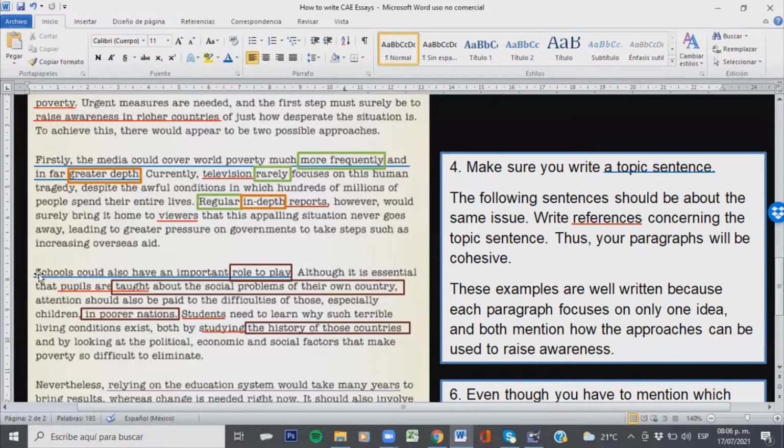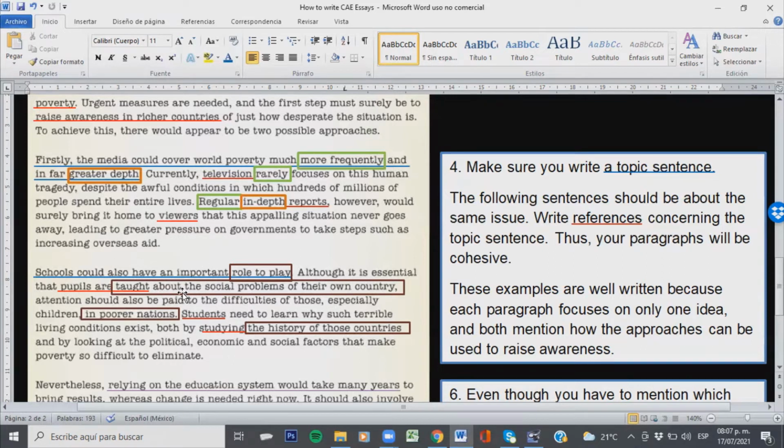At the beginning, we see a topic sentence. Schools could also have an important role to play. It mentions the general issue, schools or education, and role to play. But it doesn't have any details. The details come later. So what are the actions that schools must do?